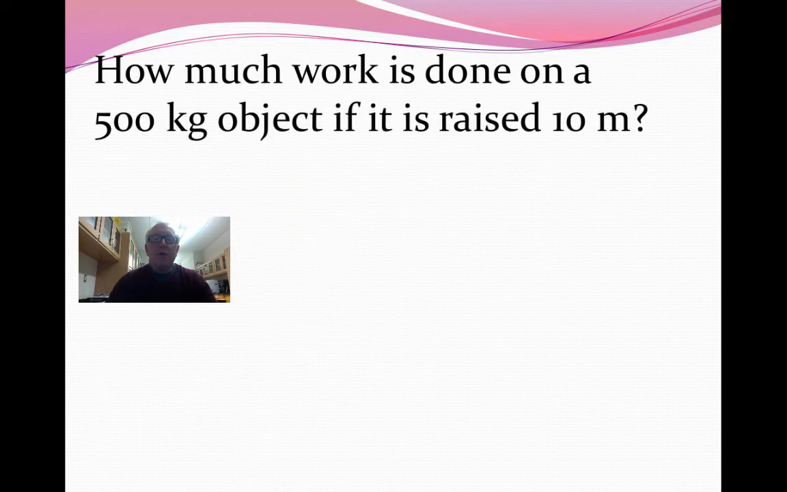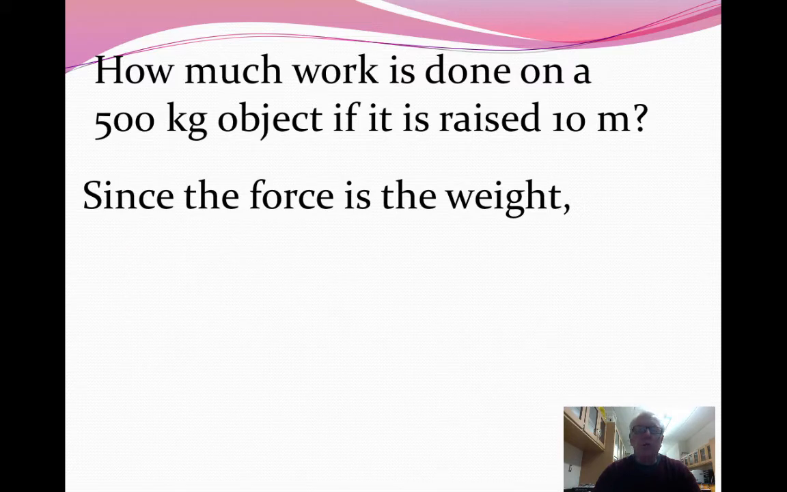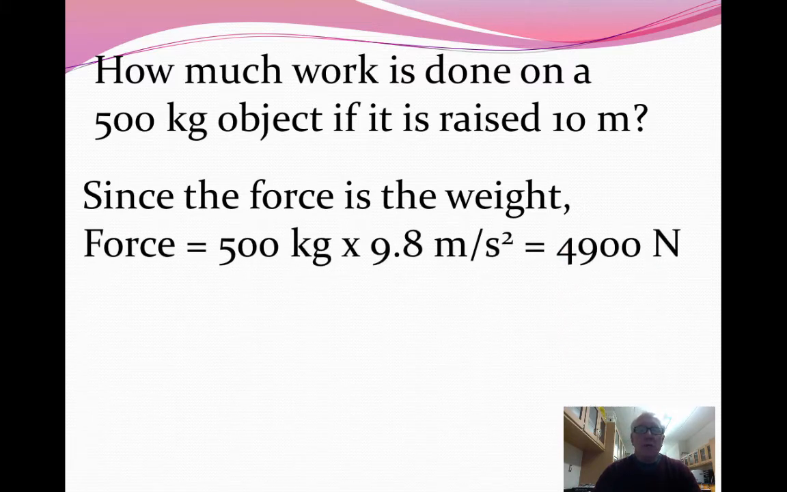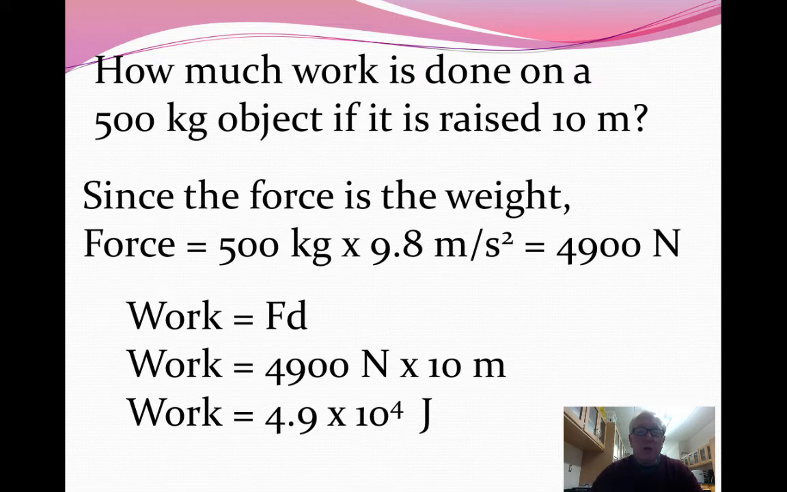Okay, so how about this? How much work is done on a 500 kilogram object if you're raising it 10 meters? Well, first of all, we would have to talk about the force. The force is the weight. So we can find out the weight by multiplying that mass, the 500 kilograms, by the 9.8 meters per second squared. So 4,900 newtons worth of force is involved. And since work is force multiplied by distance, we can now find out how much work is done. So I've put that into scientific notation, but basically 49,000 joules worth of work. So there's another example for you.